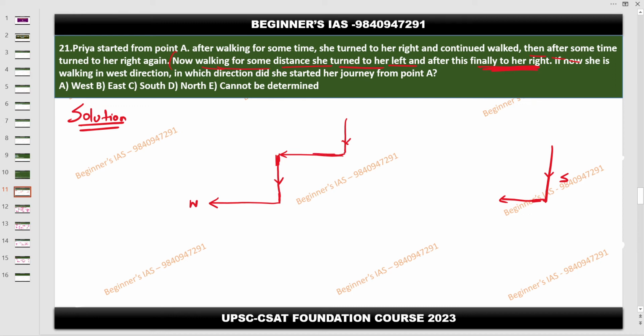So now, she turned right. Again right, in this direction. Understood? If she is walking in this direction, then only it is going to be her right. Then this is the starting point. From the starting point, now read the question. In which direction did she start her journey from the starting point? East direction. People understanding or need explanation again?